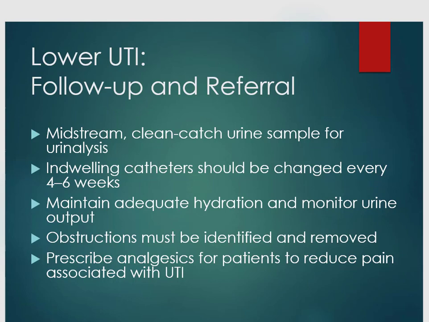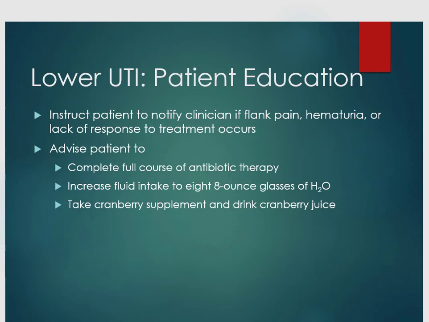Maintaining good nutrition and good urinary output is important so that the flow of urine continues and urine is not sitting in the bladder. Identify any obstructions and have them removed, and prescribe analgesics to reduce pain associated with UTIs, such as Pyridium or Azo. For patient education, they should notify you of changes in condition such as flank pain, hematuria, or if they are not responding to treatment.